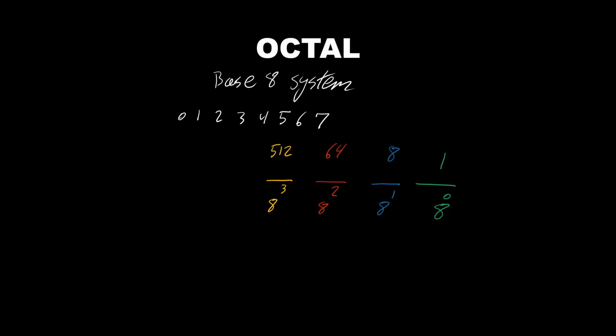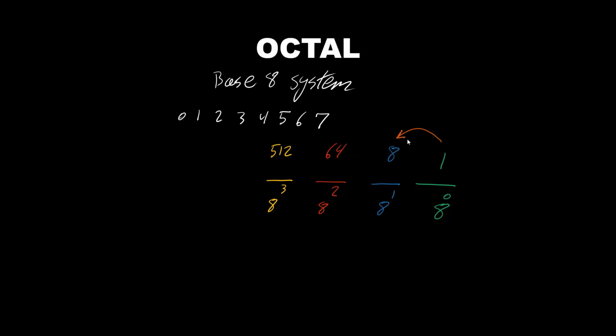And as we can see here, every time moving to the left, it multiplies by 8. So 1 times 8 equals 8. 8 times 8 equals 64. And 64 times 8 equals 512. Why does it multiply by 8? Because octal is a base 8 system. And here we can also see the place value position, the base 8 to the place value position, and it gives us the actual decimal value for that place value position.